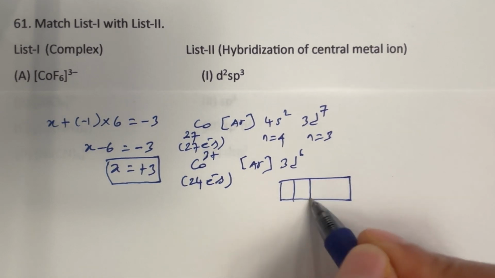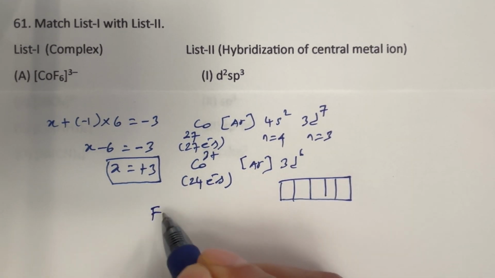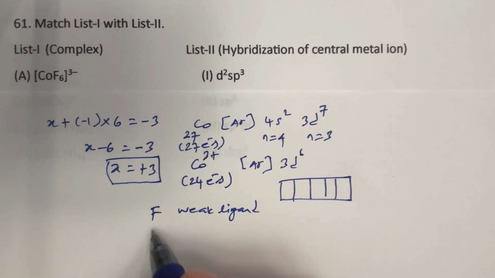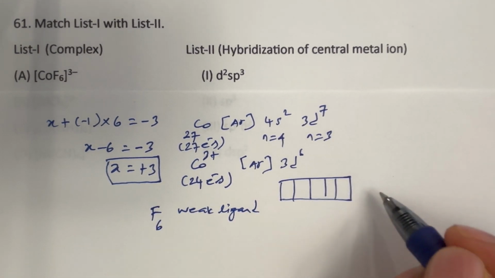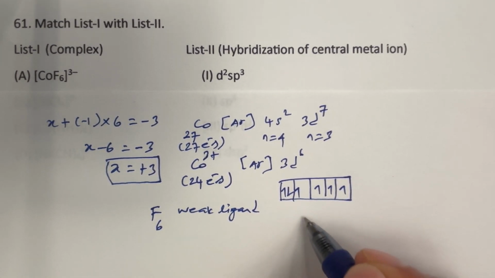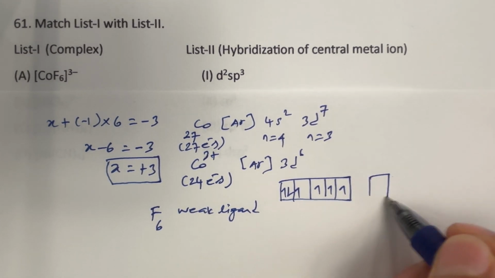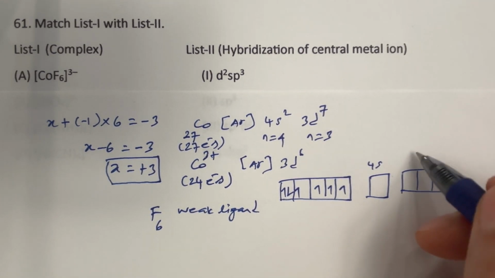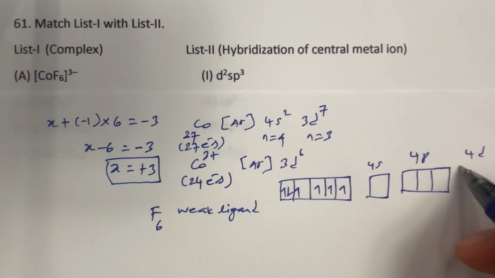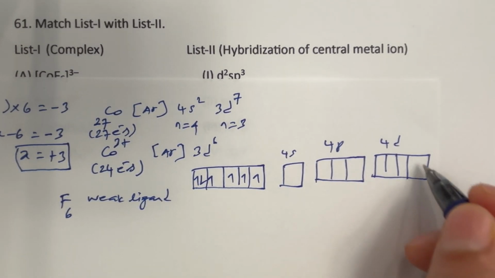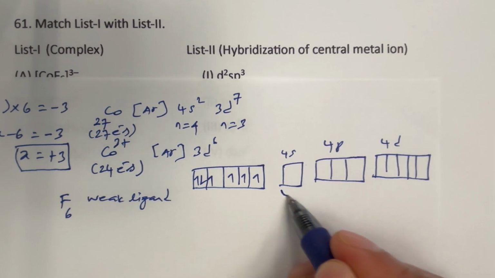And now, fluorine is a weak ligand. It is not a strong ligand, it is a weak ligand. This means that pairing won't occur and we have 6 ligands. So 1, 2, 3, 4, 5, 6, and this means we are going to have 4 unpaired electrons here. And the 4s will be empty and the 4p is also empty and then 4d. So, therefore, the hybridization here is sp3d2.